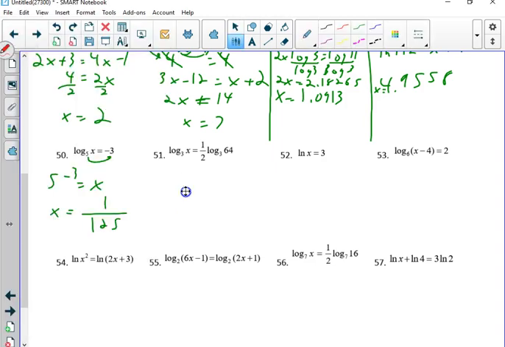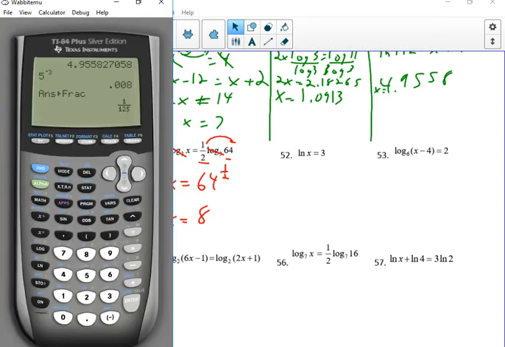Number 51. Notice, I have log 3 and log 3. Those can go bye-bye. But here's the thing. This does not mean 1/2 of 64. Remember, this is the exponent. This means x equals 64 to the 1/2 power. Now you can type that in your calculator, or just remember the 1/2 means the square root. So x is 8. Again, if you want to confirm, nothing wrong with that. 64 to the 1/2, you can type in 1 divided by 2, and it's 0.5. There it is, 8.